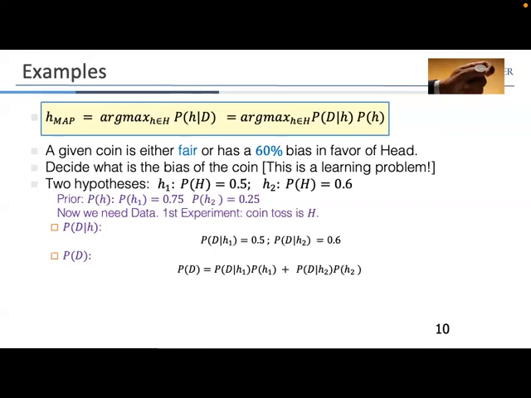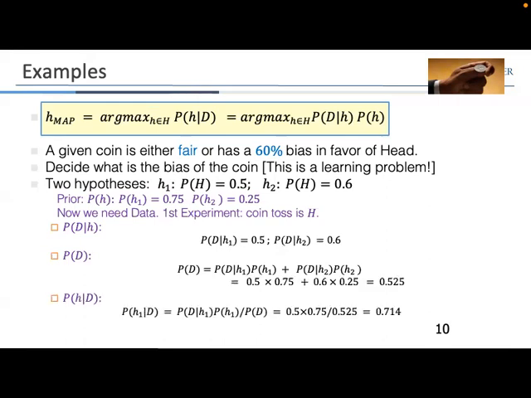So let's consider now that we run the experiment one time, and from this one-time experiment, our result is that the coin toss is heads. So in this case, we have P(D|H1) is 0.5, and P(D|H2) is 0.6. Based on these two, we can calculate the total probability P(D), just summing the two scenarios together.